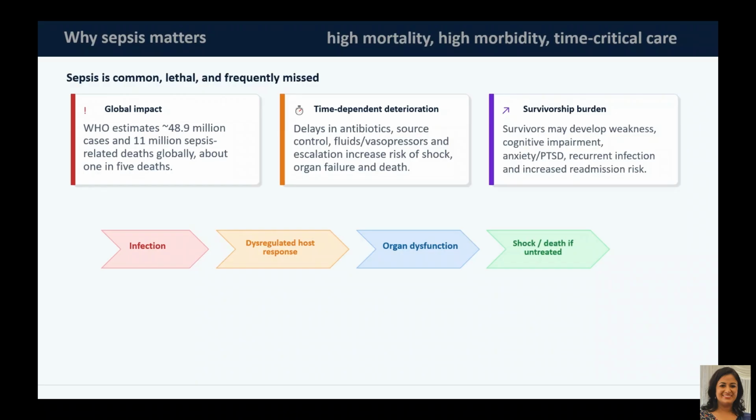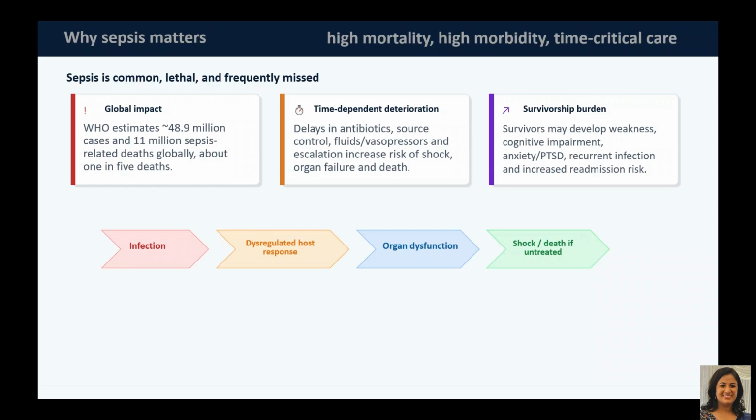And when you consider the survivors of sepsis, survivors are also affected in many ways. Many have body weakness, and many suffer from cognitive impairment, and they have a lot of psychological impact after sepsis also. And they tend to be admitted to the hospital with recurrent infection and other morbidities.